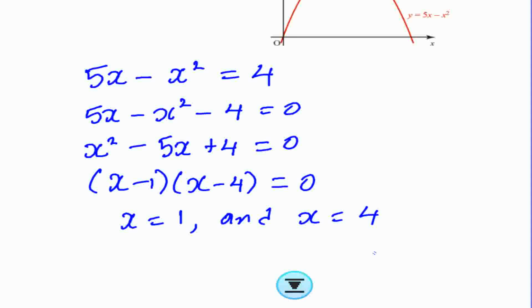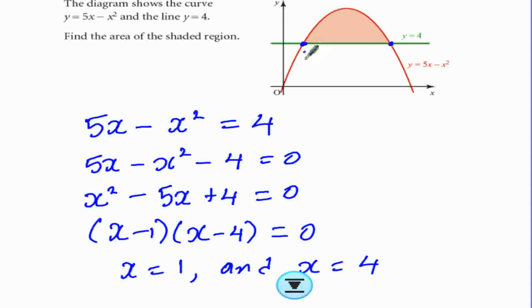So those are going to work as our limits, integrating from 1 to 4 for the curve and for the line. The line is easier. You can use two ways. You can either find the area of this rectangle. The rectangle has a base of 3 and a height of 4, using this y value. So it is just 3 times 4, which is 12. Or you can use integration. But let's first deal with the curve.